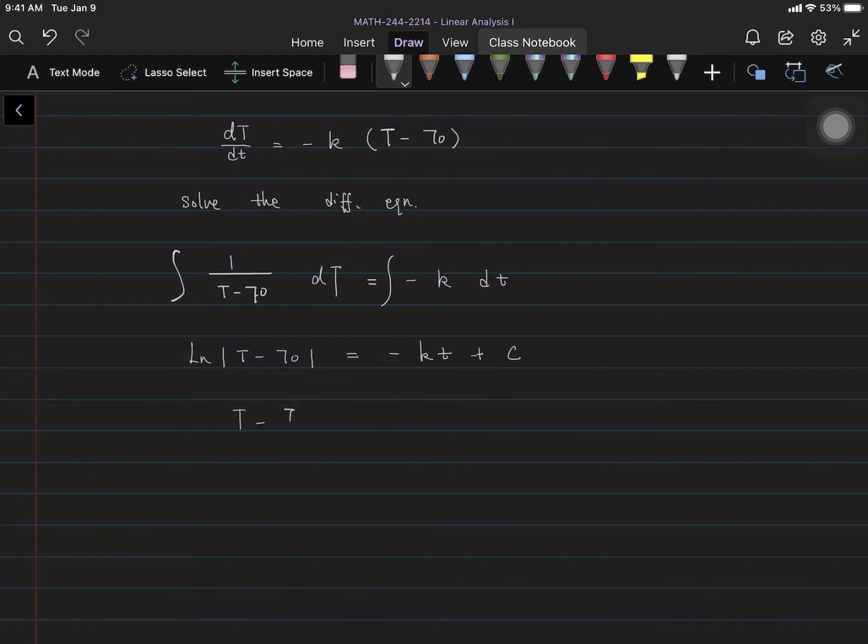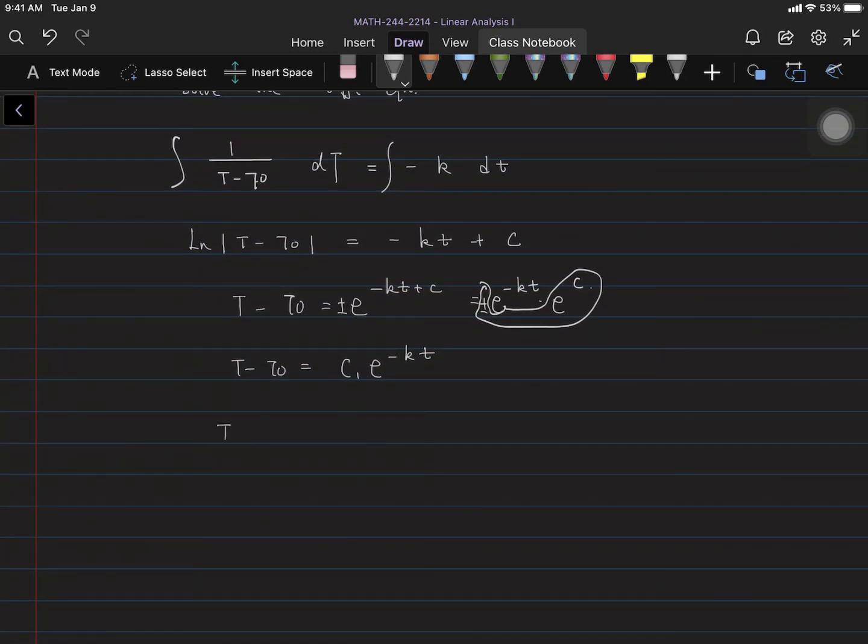T minus 70 equals e to the negative kt plus c. Okay, and this we can further simplify: e to the negative kt times e to the c. Actually plus or minus, because we took off the absolute value, right? So T minus 70, and we can combine those constants together. We can write them as just one constant, c1, or just c, that's easy. So T equals 70 plus c1 e to the negative kt. And this is the general solution, right?